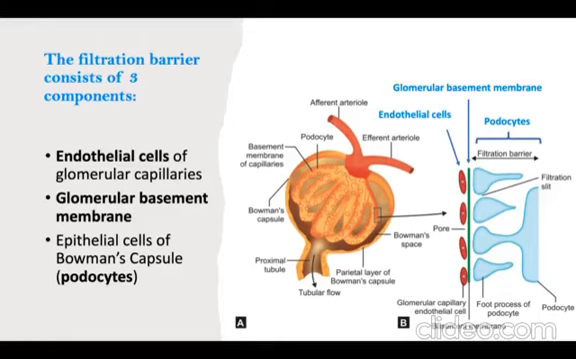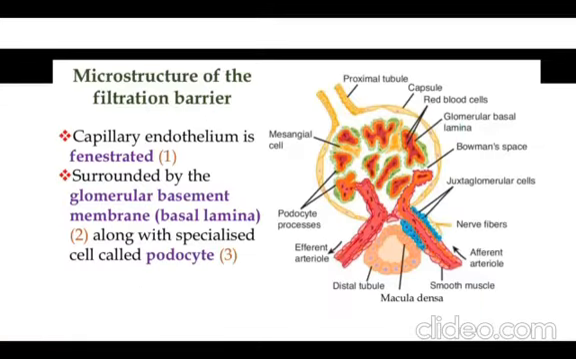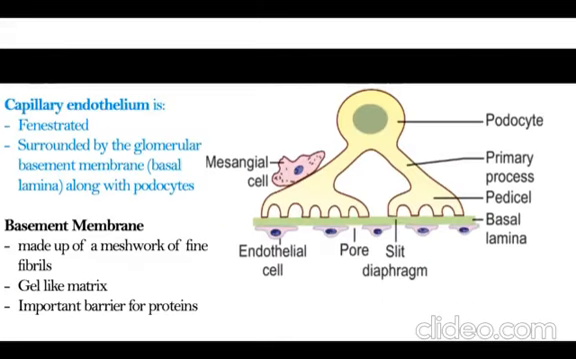So we look into more detail at its structure. The microstructure of the filtration barrier. The capillary endothelium is fenestrated, surrounded by the glomerular basement membrane, along with specialized cells called podocytes. Okay, capillary endothelium. Here the red one is the endothelial cell, and then there is the basal lamina and the podocytes. So the basement membrane, we go more into the capillary endothelium.